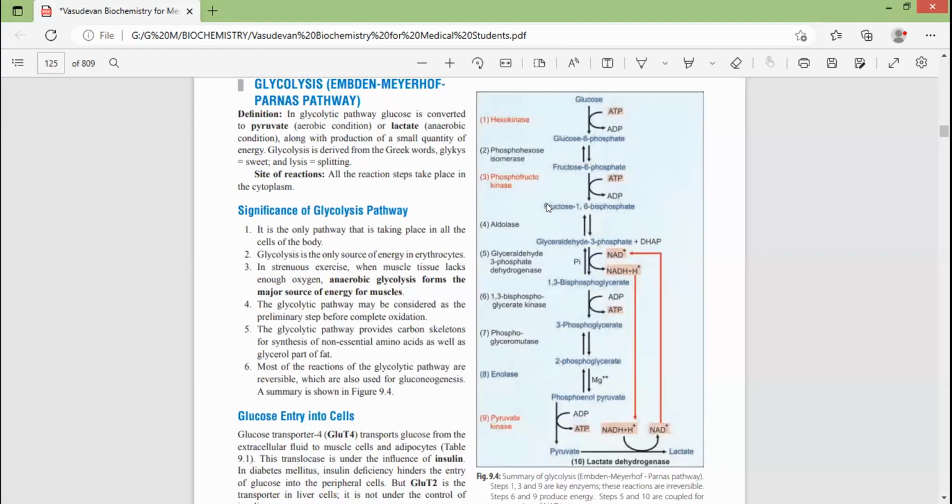Hexokinase, I don't know if someone can answer which class of enzymes it fell under. We saw oxidoreductases, transferases, hydrolases, lyases, isomerases, and ligases. I don't know if someone can answer at least. I might even use Seraphine, maybe you can answer.